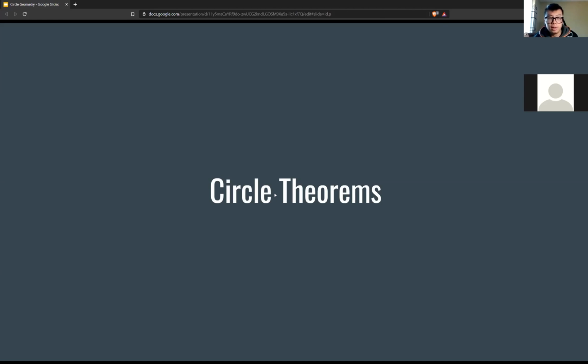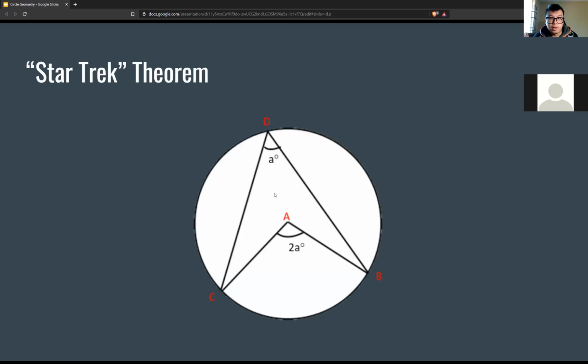So let's get started. First theorem, we have the Star Trek theorem. It's called that because this quadrilateral right here looks like a Star Trek. But anyways, the property is that the angle on the top, so in the Star Trek shape, the top angle right here, let's call it A. This angle right here will always be half of this bottom angle right here that is outside of the Star Trek, which we can call 2A.